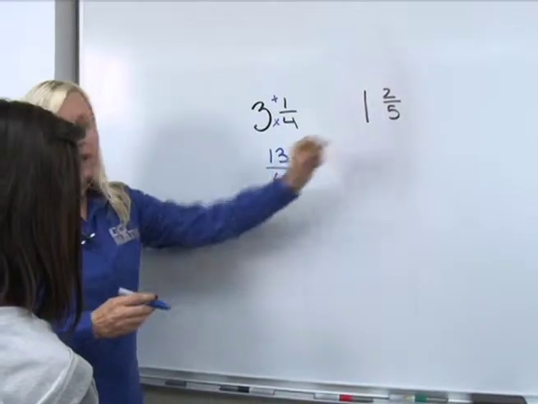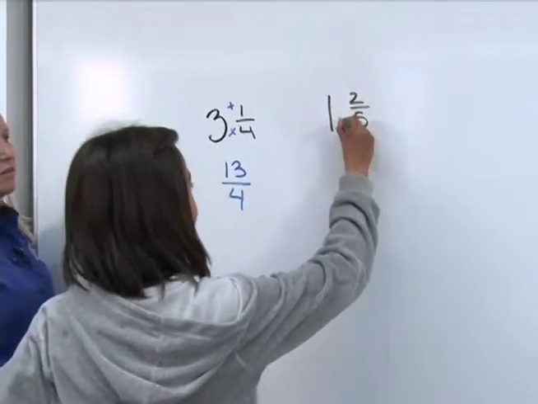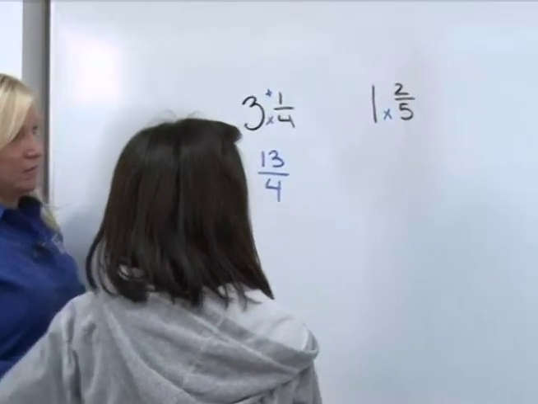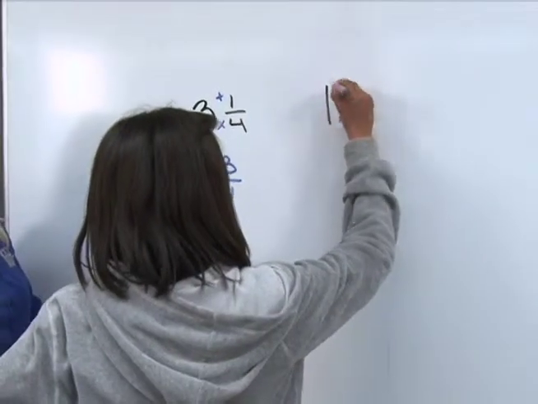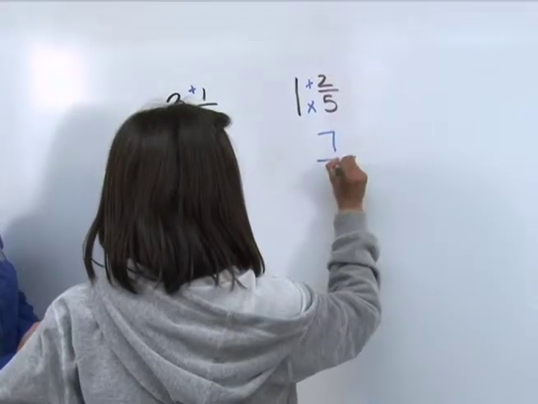So I'd like you to go ahead and show me the steps on doing that one. The 1 2/5, okay? First we multiply the 1 and the 5. And what is the 1 and the 5 called? The whole number and the denominator. Right, okay. So that's 5 plus 2 is 7. Now we're going to change it to 7 over 5.